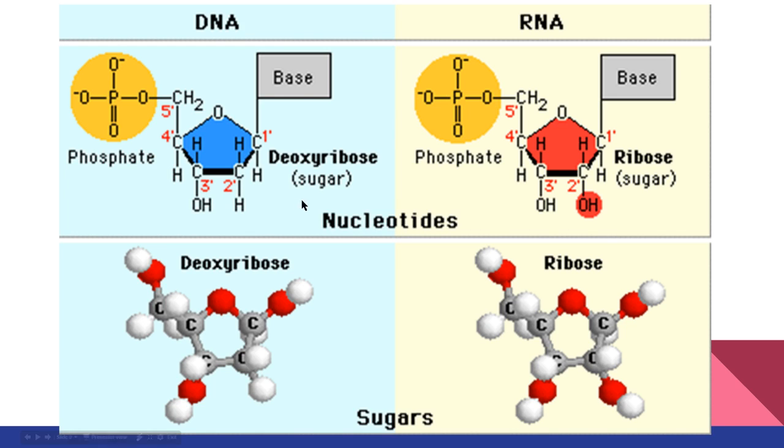Now, one of the reasons is that elements with a lot of oxygen aren't as stable. So by just having one less oxygen, DNA is significantly more stable than RNA, and that's what you want. You don't want your DNA to be able to break down really easily, while for RNA, it's not as big of a deal.